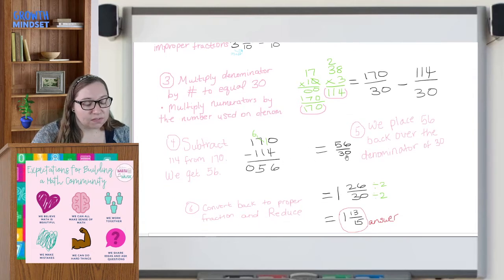Looking at 56 over 30, we can also notice that this is an improper fraction. So we need to convert back to a proper fraction, and then we're going to reduce. So 30 goes into 56 one time, with a remainder of 26 over 30. 26 and 30 can both be divided by 2, which gives us the total answer of 1 and 13 over 15.